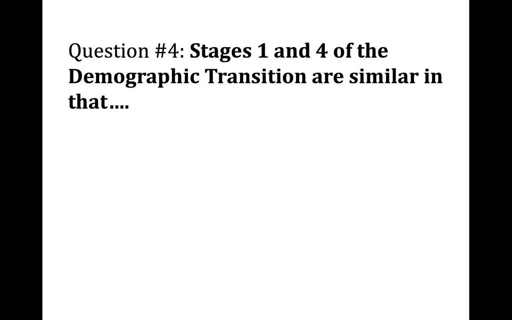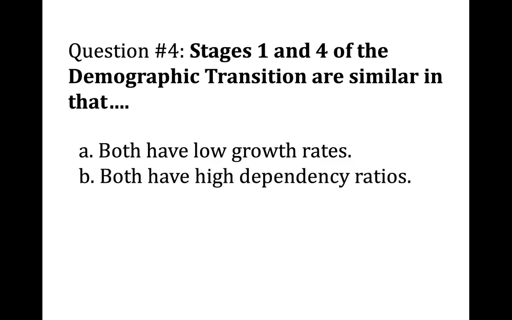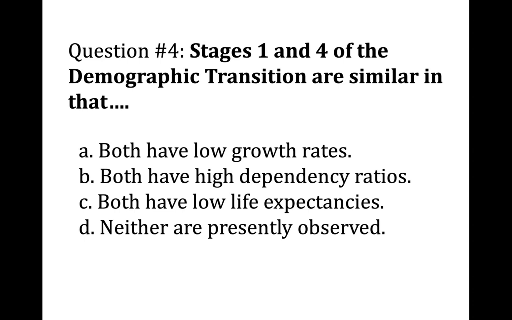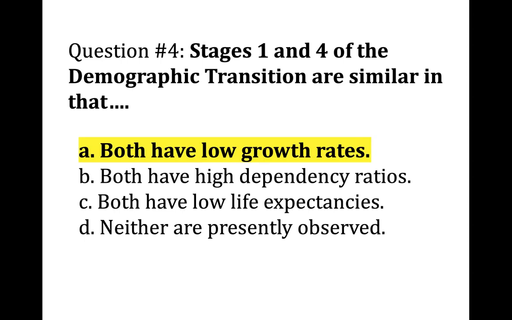Question number 4. Stages 1 and 4 of the demographic transition model are similar in that they both have low growth rates. Remember, stage 1 has high crude birth and crude death rates, and stage 4 has low crude birth and crude death rates. Both result in near 0 natural increase rates and have low population growth.